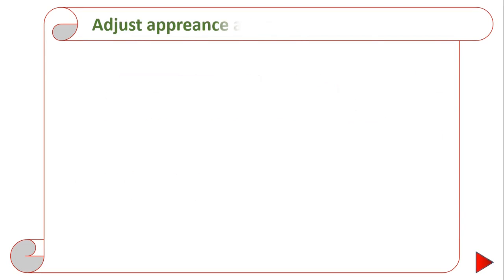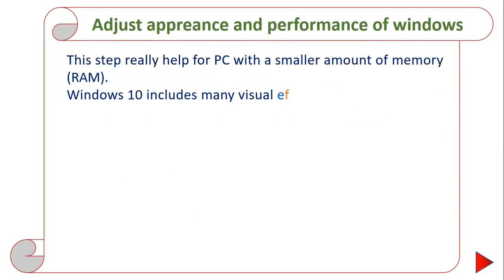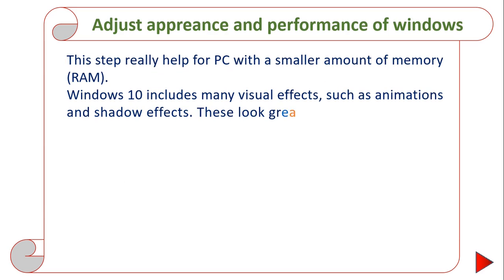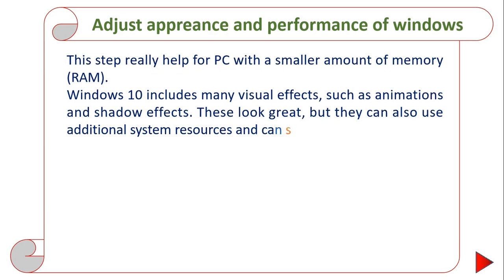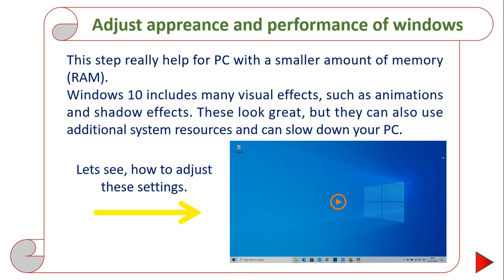So this is another method wherein if your hardware capacity is less, like RAM is less than 3 GB or 2 GB, and you need better performance, it's better to adjust your appearance and performance of Windows. So let's check how to do that.